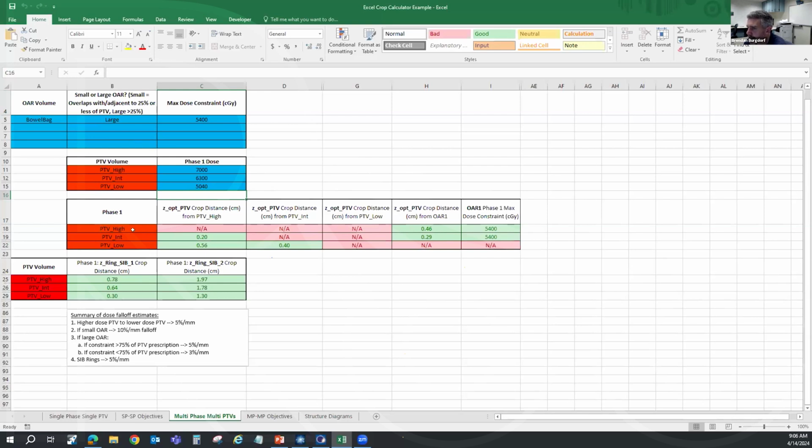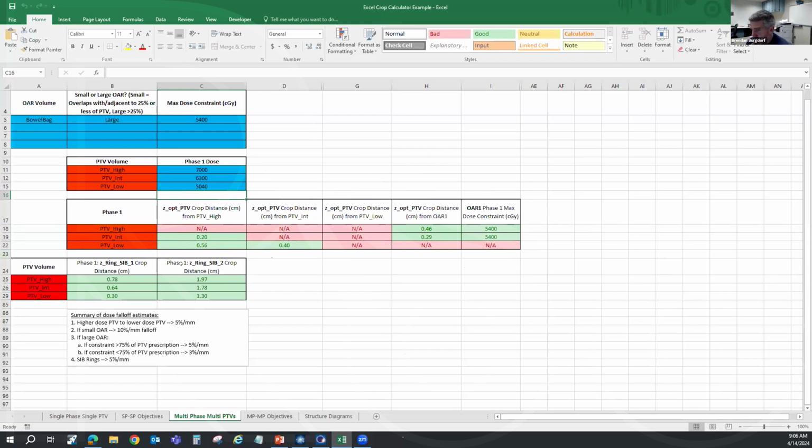So when we're creating our ZPTV opti, we're going to crop the PTV high back from the bowel bag by 5 millimeters. And then we can go through each PTV here and gain the same information. So for PTV intermediate, which is our 63 gray PTV, we're going to crop it back from the PTV high by 2 millimeters. And we're going to crop it back from the bowel bag by 3 millimeters. And then finally, for PTV low, we're going to crop back PTV low from PTV high by 6 millimeters. And we're going to crop back PTV low from PTV intermediate by 4 millimeters.